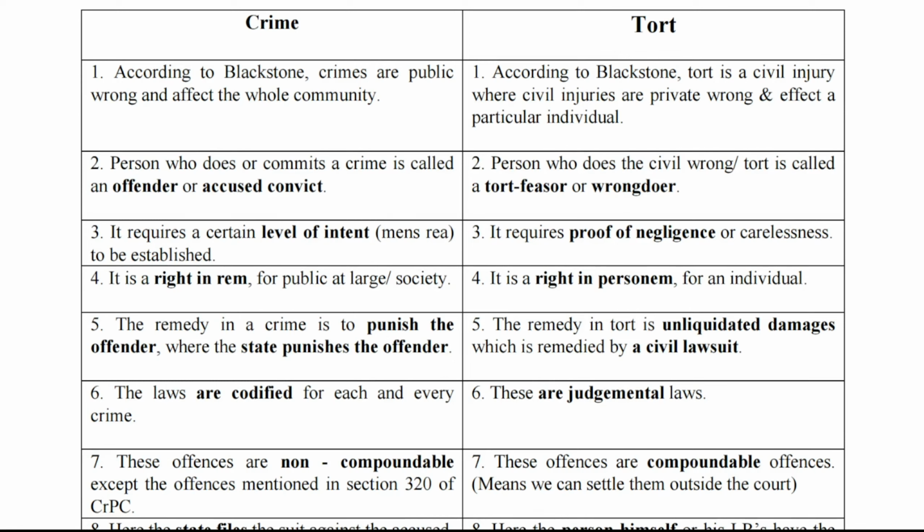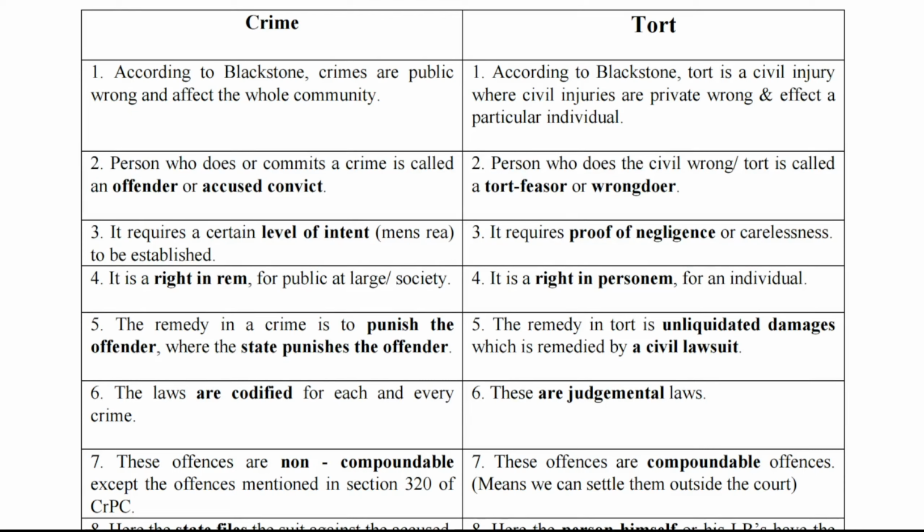Third point, crime requires a certain level of intent, a mens rea, to be established, whereas tort requires proof of negligence or carelessness. Fourth point, crime is a right in rem for the public at large or society, whereas tort is a right in personam for an individual.